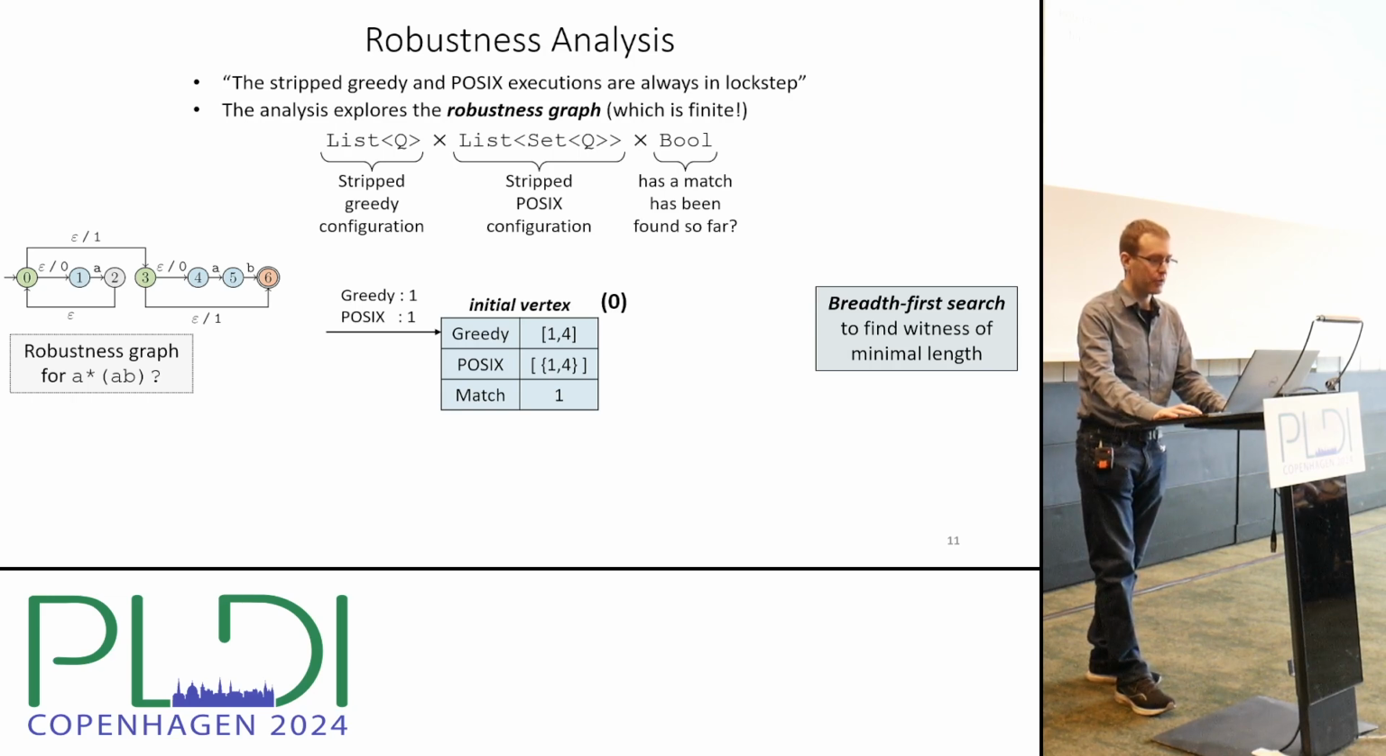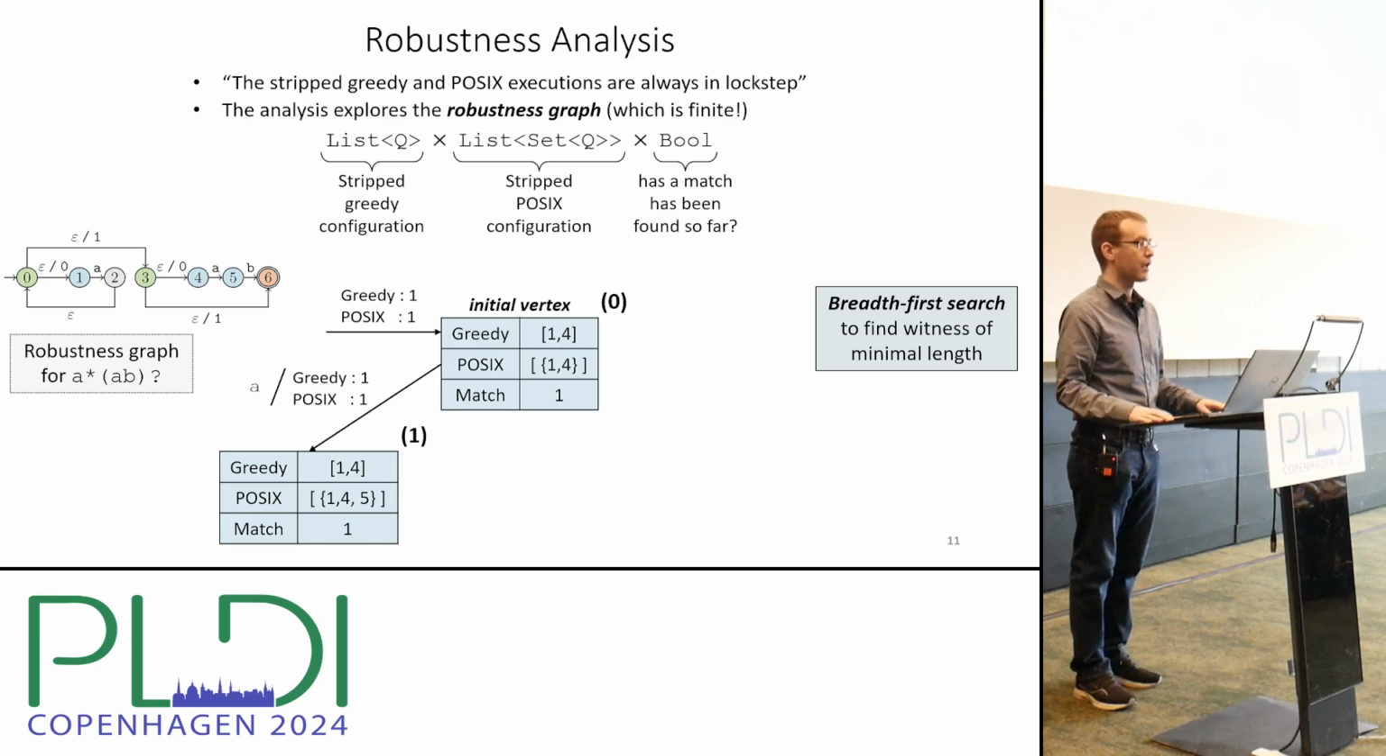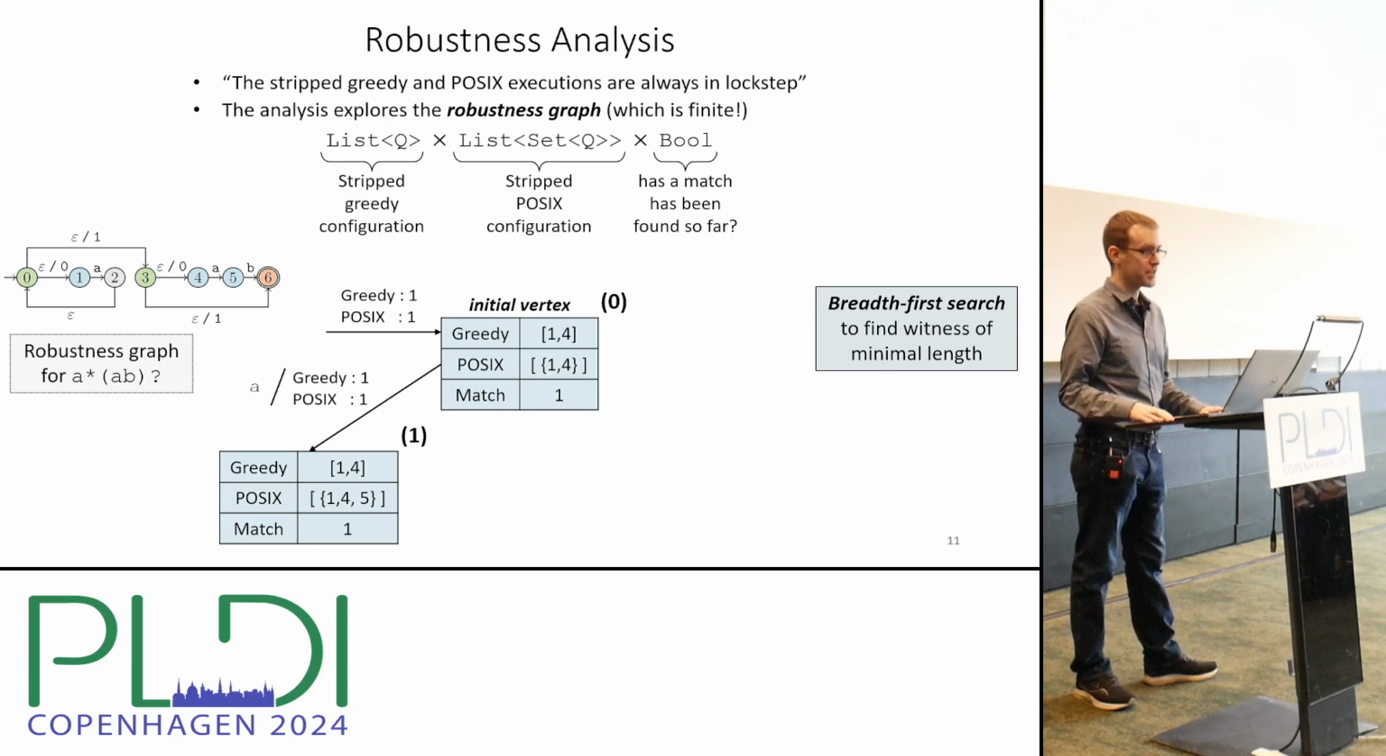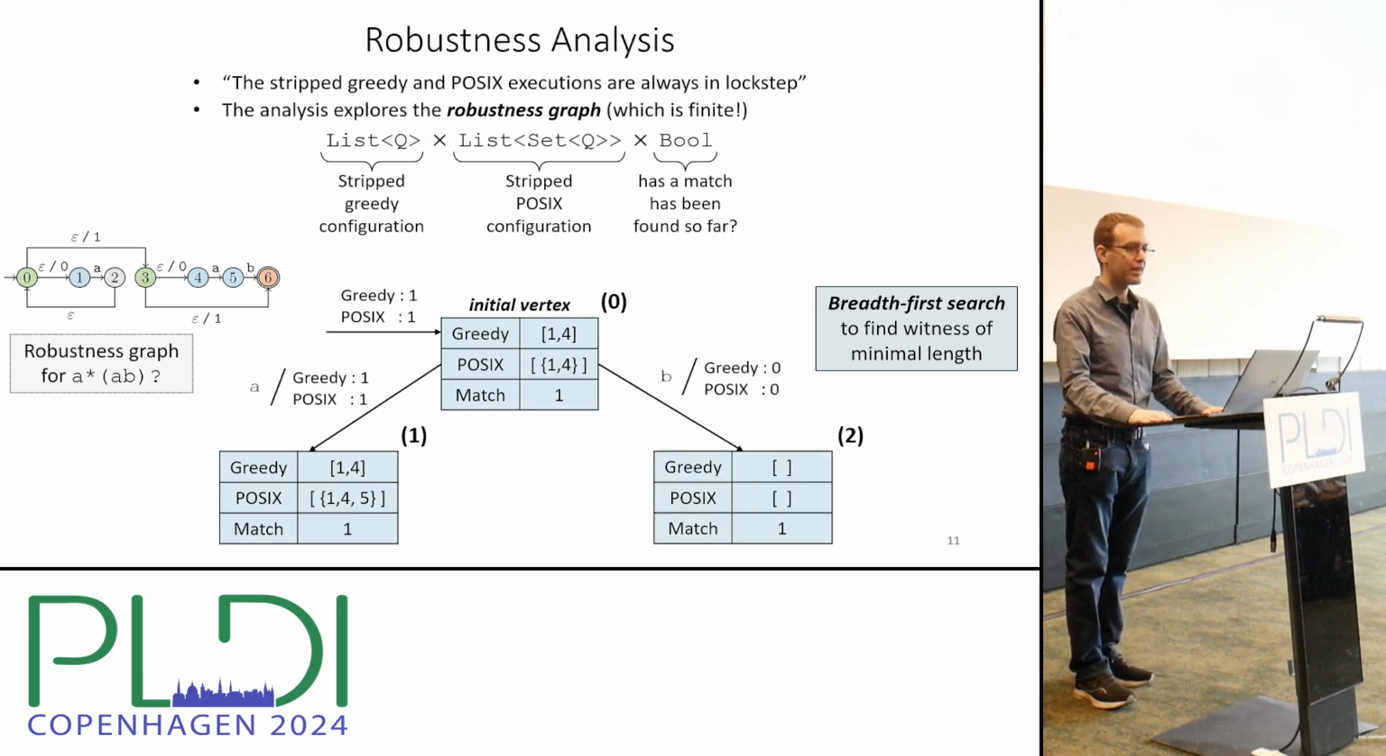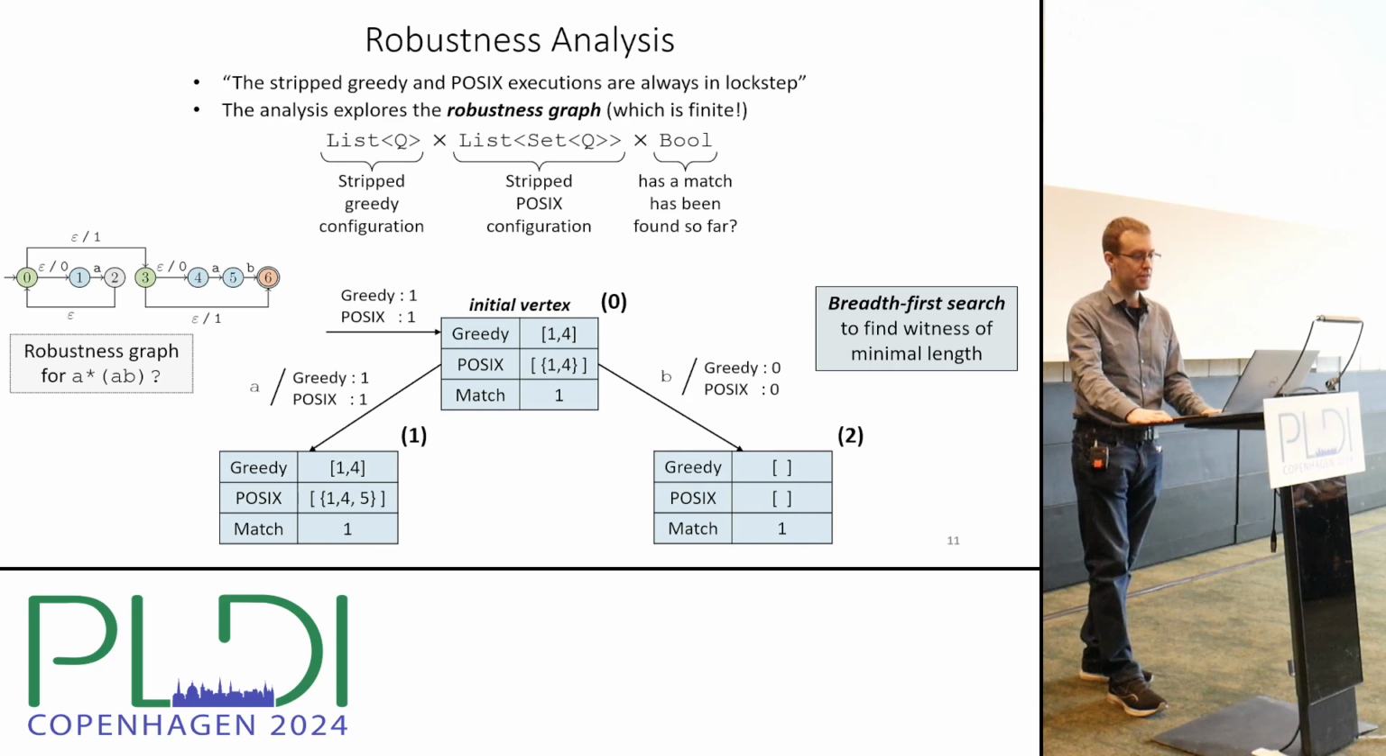Then we continue our exploration by considering the edge on the letter A from the initial vertex. This gives us vertex 1 of the graph. Again, we see that greedy and POSIX are in agreement because both of them report a new best match. Then we will explore the edge on the letter B from the initial vertex. Again, greedy and POSIX agree because both of them do not report a new match. And also notice that in vertex 2, both configurations become empty.